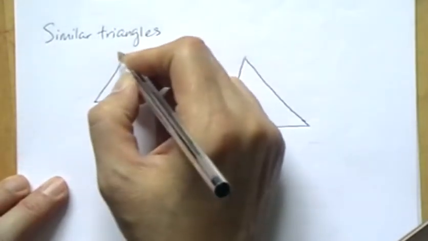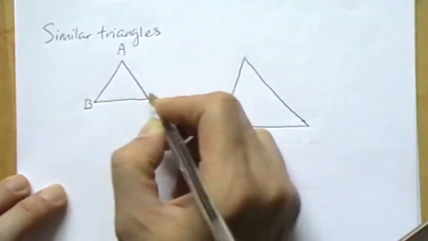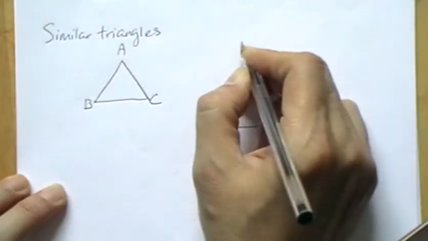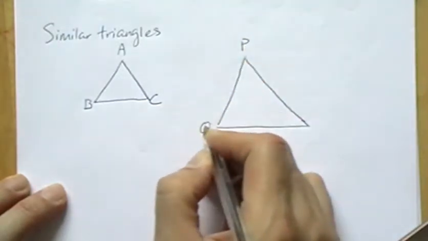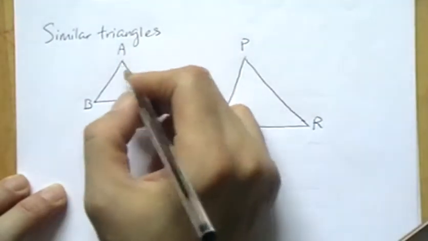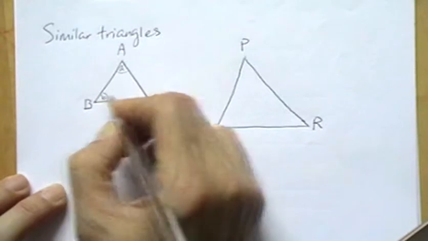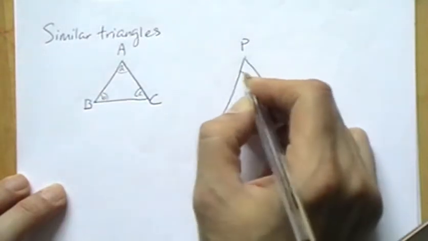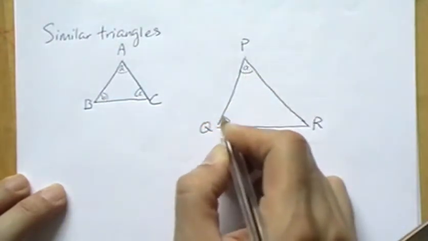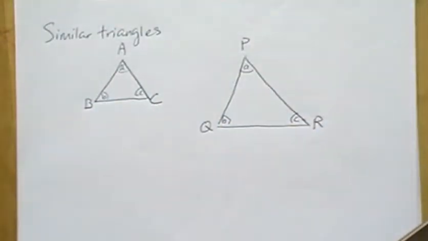let me call that triangle ABC and call that triangle PQR. And let's say that they contain angles A, B, C, and this one also contains the same angles. Then we know that these two are called similar triangles.